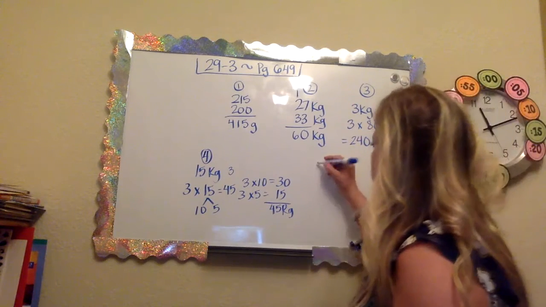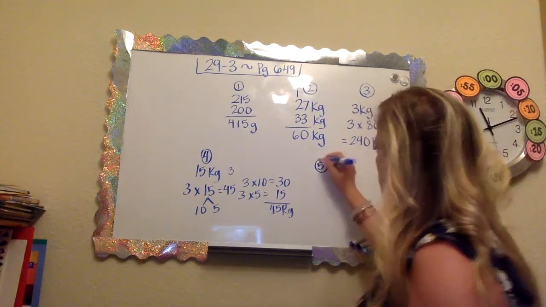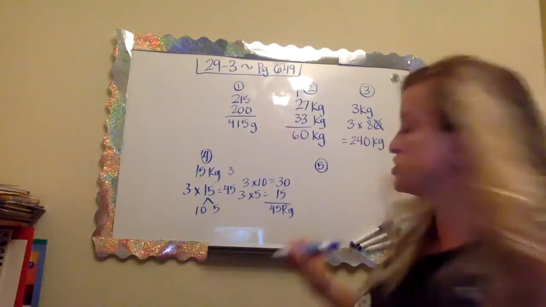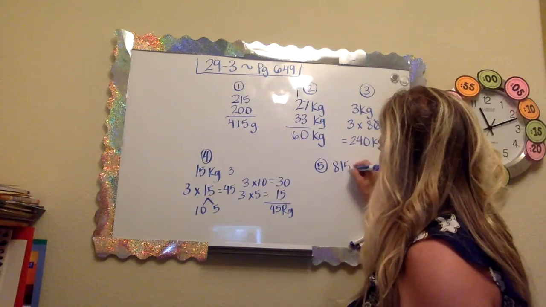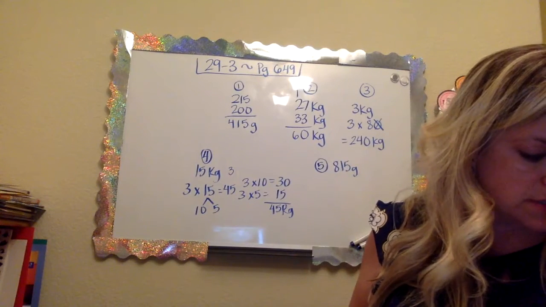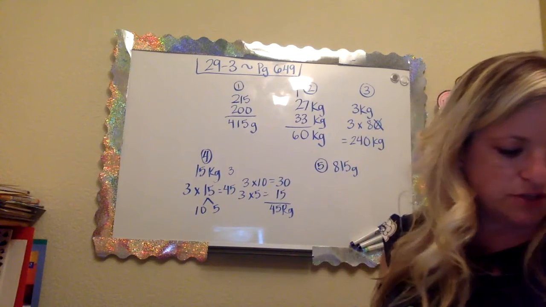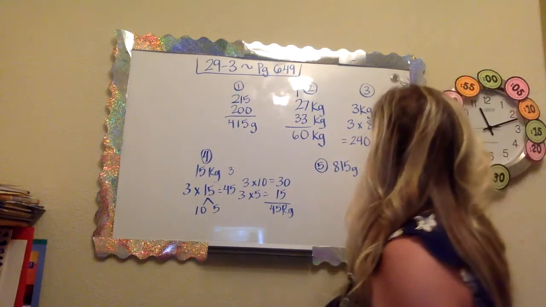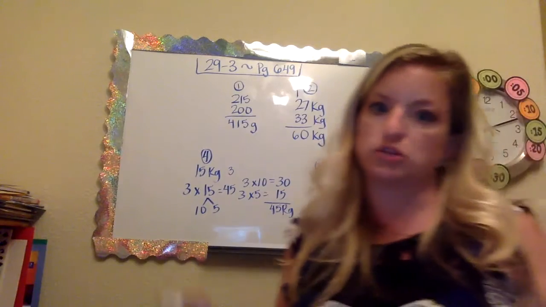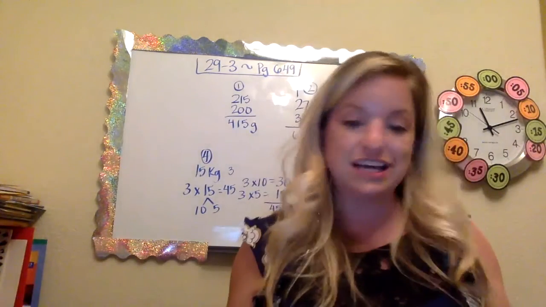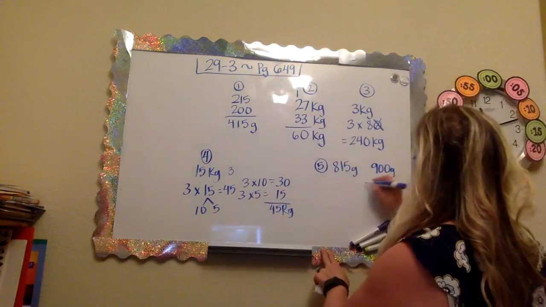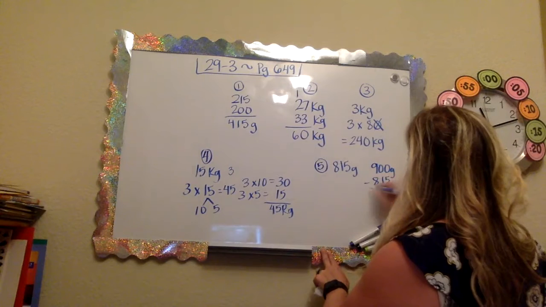Number 5. Kara's filled lunchbox is 815 grams. Ben's filled lunchbox is 900 grams. How much lighter is Kara's lunchbox? So what we're doing here, when you're trying to find the difference, how much lighter, how much heavier, what's the difference? Subtraction. Subtraction always starts with the biggest number. So we're going to do 900 minus 815.